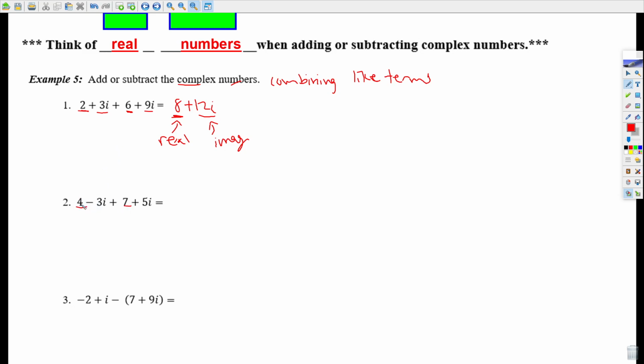Example 2, put these together, we get 4 and 7. Add them together, you get 11. Negative 3 and 5 would be a negative 2i. And that's it.